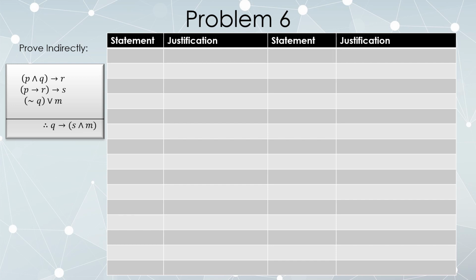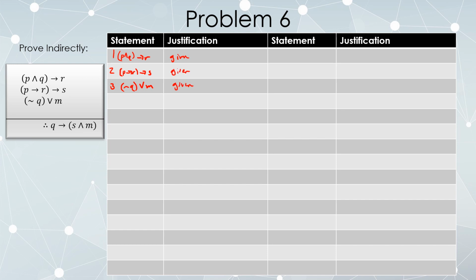All right, so the large size of the table might be scaring you. I just happen to know I couldn't fit it into one column here. We'll see why. We're going to start off with lines 1, 2, 3: P and Q implies R; P implies R implies S; not Q or M. These are our three givens.